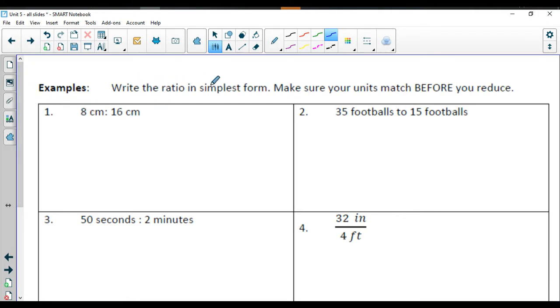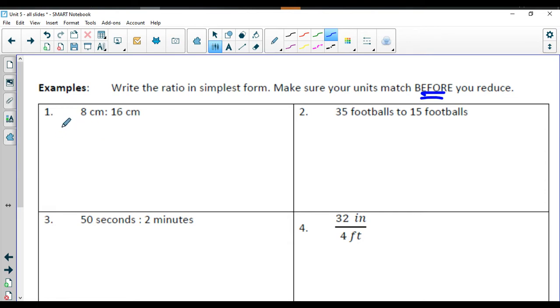So examples here, write the ratio in simplest form. Make sure your units match before you actually reduce. I'm going to recommend that we rewrite all of our ratios as fractions first. So we'll cancel out our units to make sure that they're the same. And then we'll reduce them and write them back in the original form that they were.